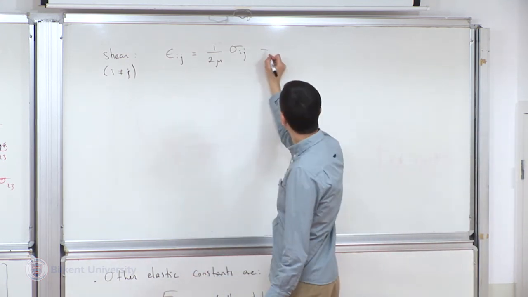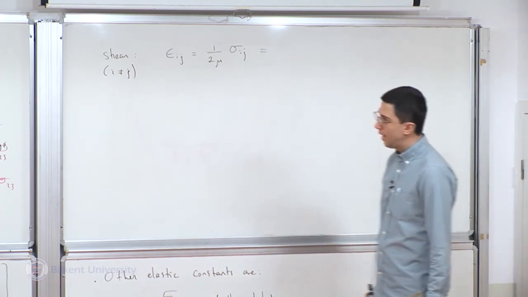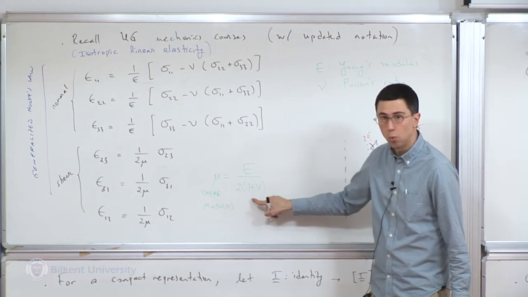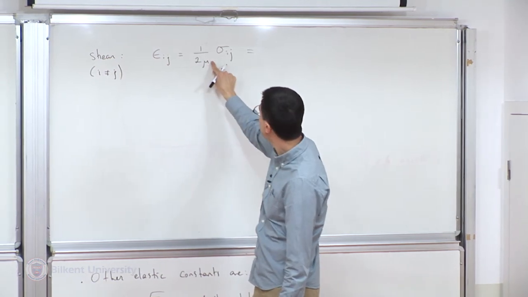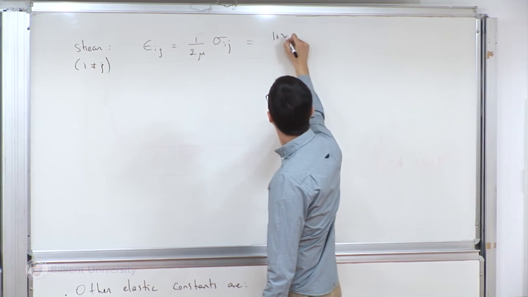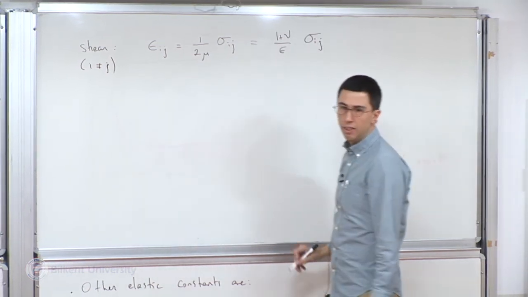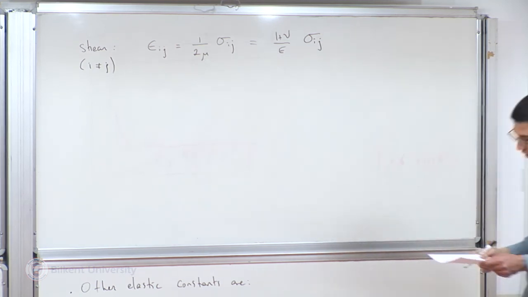Now I will take a step further and use the fact that mu is equal to E over 2(1 plus nu). I'm going to plug that in there. So E over 2(1 plus nu) gives 1 plus nu over E sigma ij. Okay, that's the way I like to eventually make use of it. That is for the shear components.